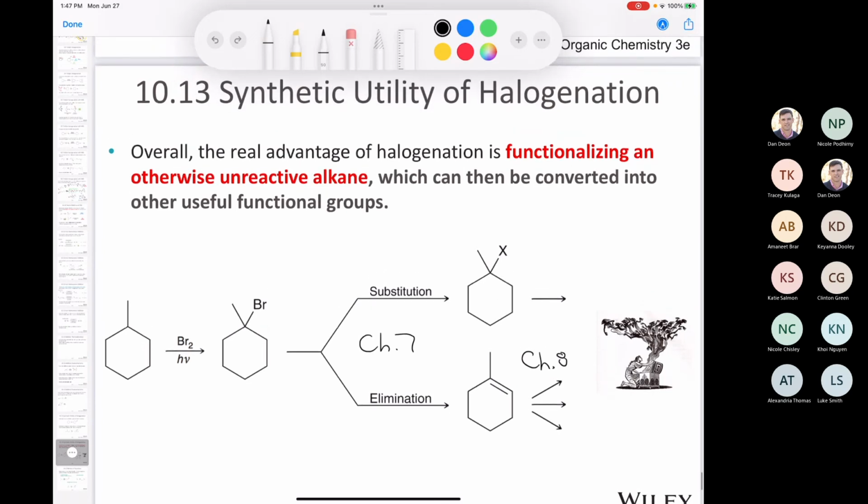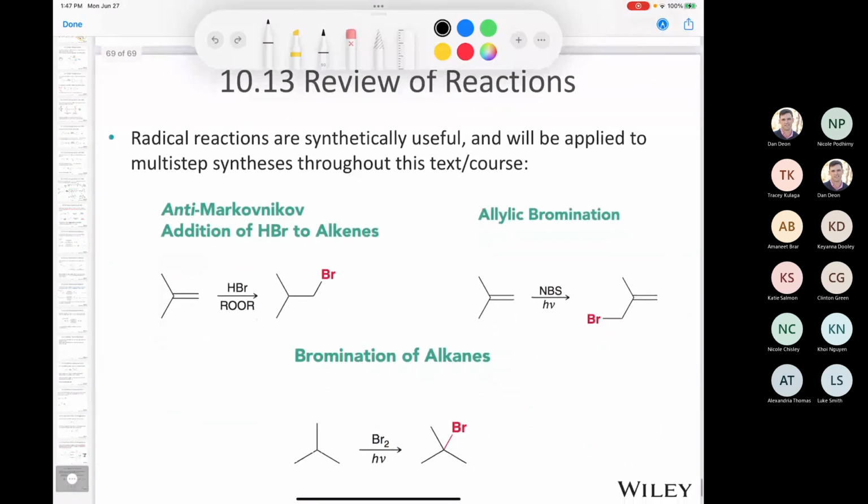So very important. If you look at the review of reactions, we've covered all of these reactions. Now today we covered allylic bromination in detail, and we covered bromination of alkanes in detail. What we're going to save for tomorrow will be the anti-Markovnikov addition of HBr to an alkene. I know that we covered some of it in chapter 8, but we didn't cover the mechanism of why you get anti-Markovnikov addition. And that's what we're going to cover tomorrow.